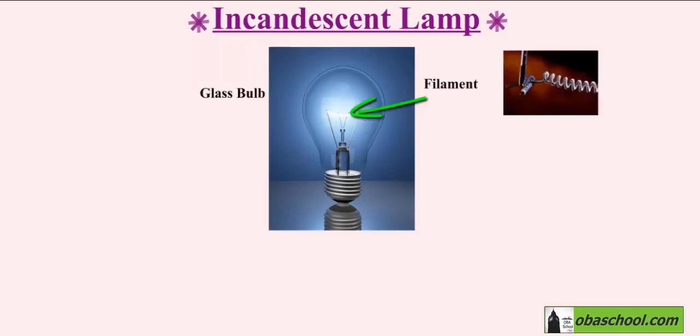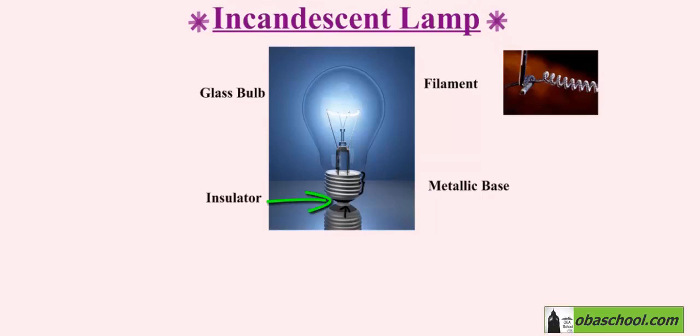In this tutorial, we're going to be talking about an incandescent lamp, or a filament lamp. A filament lamp, as you see in this picture, has different components. It first has the glass bulb, the filament, the metallic base, and here we have the insulator.